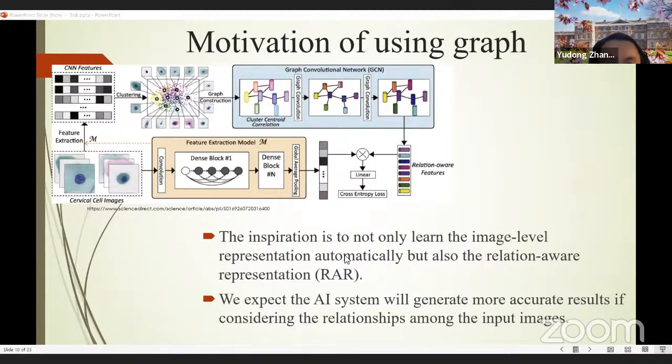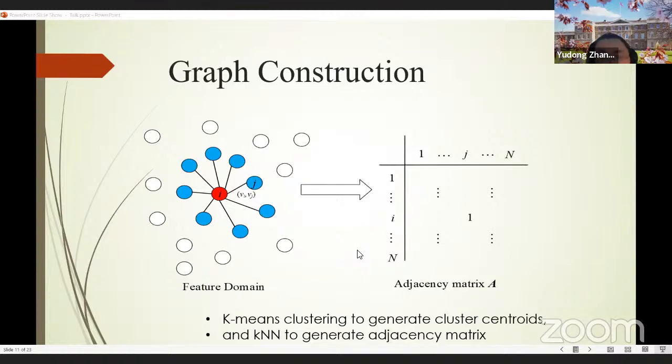The motivation of using a graph is that we expect the AI system will generate more accurate results if we consider the relationship among the input images. Okay, so now we come to the slide. How do we construct the graph?